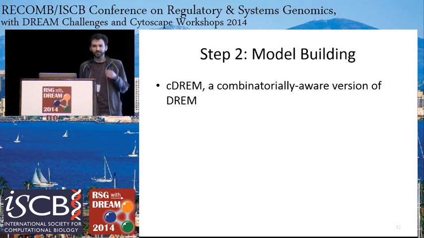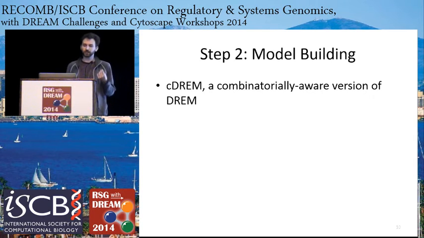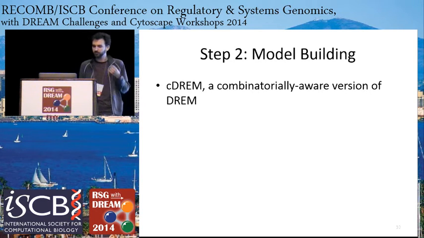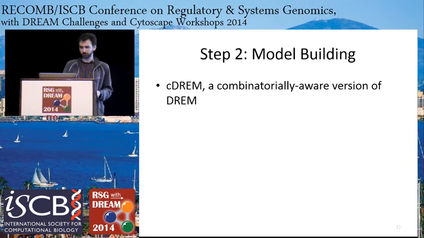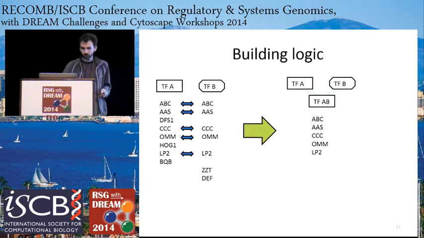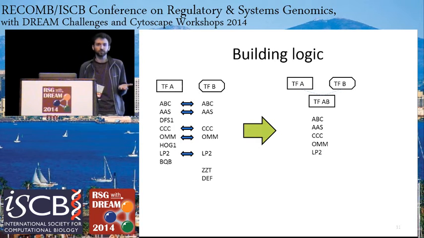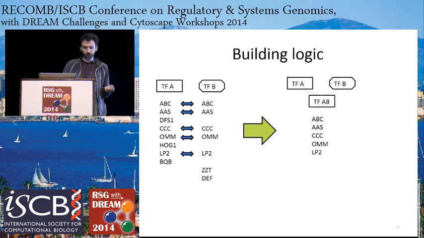So once we have actually identified some number of pairs that we think might be interesting, we want to develop a modeling framework so that we can actually figure out which pairs might be active. And we do this using a technique we call cDREM, which is a combinatorially aware version of the dynamic models which I showed you previously. So I mentioned that we have these two transcription factors, A and B. And we found that this combination of transcription factors is interesting because they have a large overlap in the number of genes that they regulate.